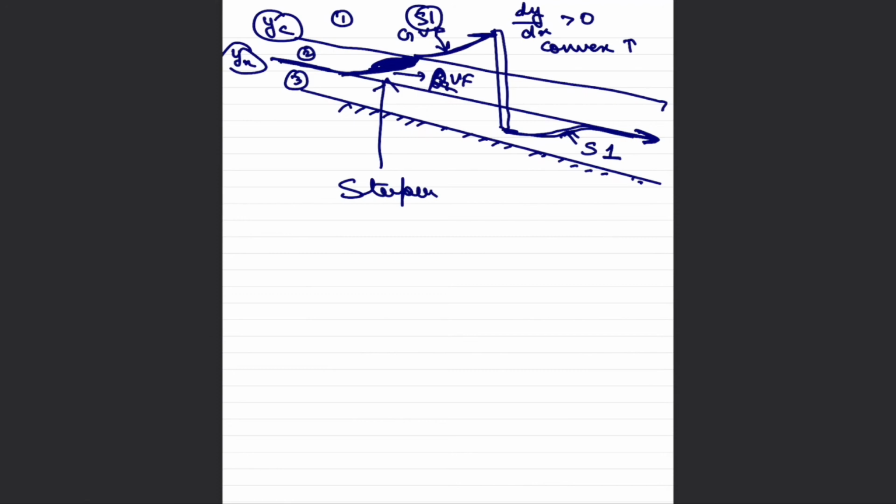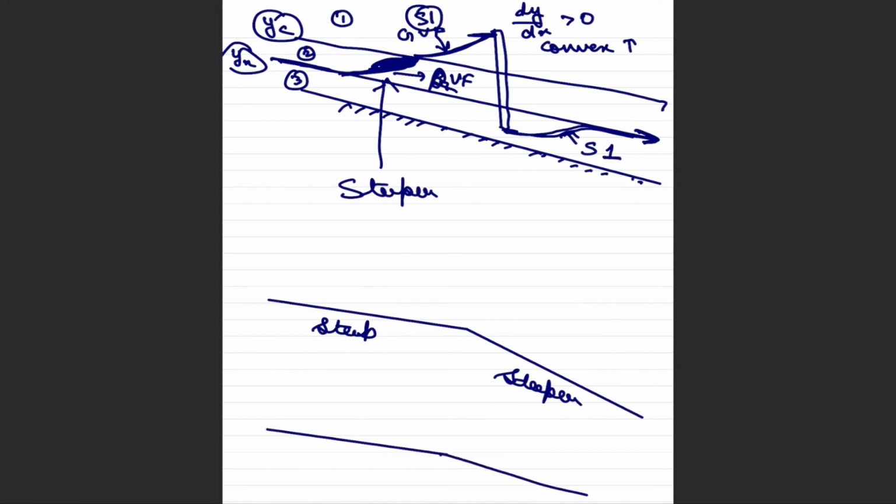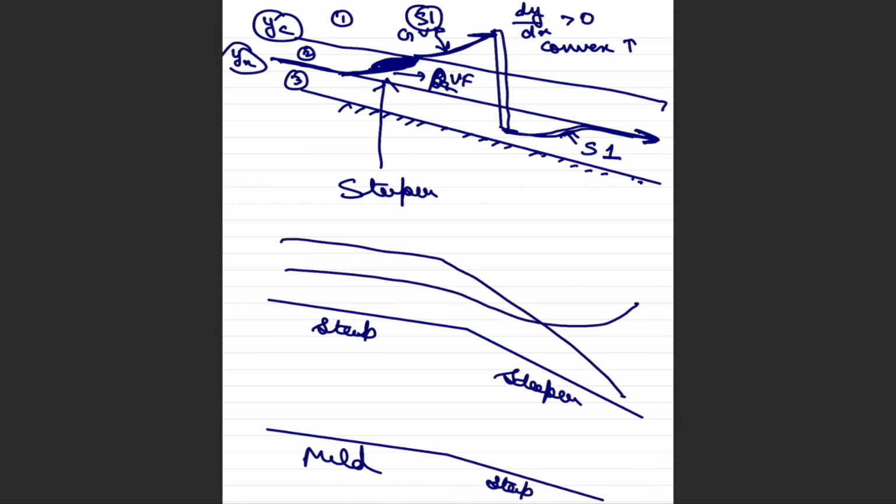And in next lecture, we will extend our discussion into what happens if there is transition in slopes. For example, there is a steep slope followed by a steeper slope, or there is a mild slope followed by a steeper slope. So if this is a mild slope and this is a steep slope, how are these water profiles going to look like? Is the water going to rise up? Is it going to go down? We don't know how it is going to look like, which would be the topic of our next discussion.